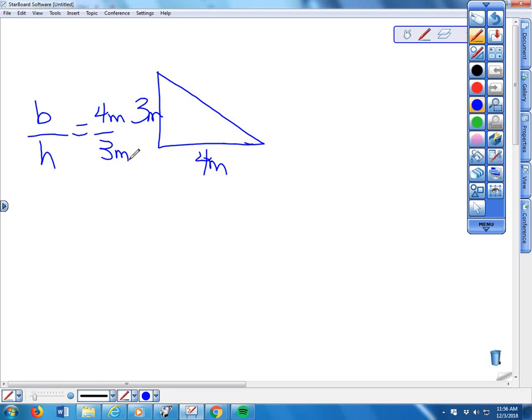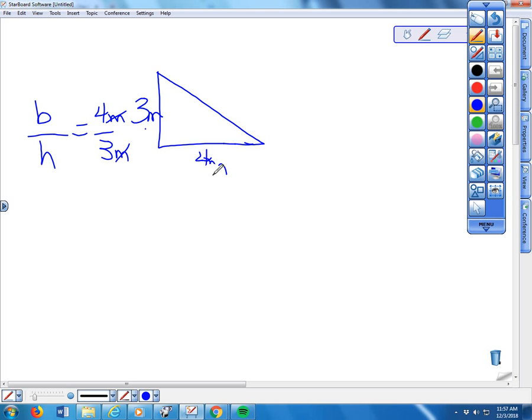Those cancel, so you always have to make sure your units are the same in the proportion, because ratios are unitless. The units cancel. So if this was centimeters and this is meters, you've got to convert them to the same units before you can take the ratio of one to the other. Does that make sense? Okay.